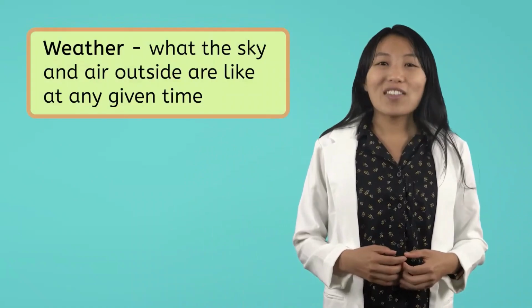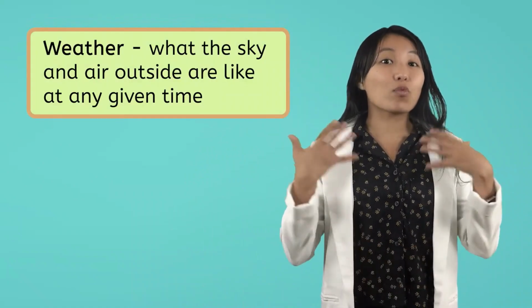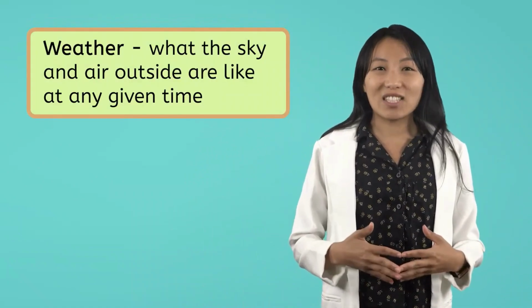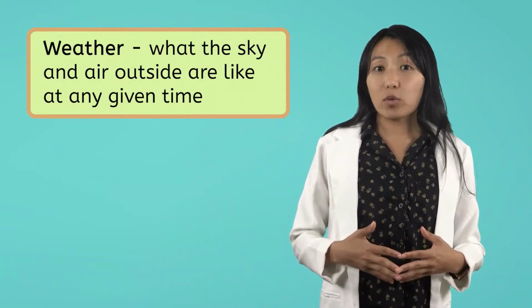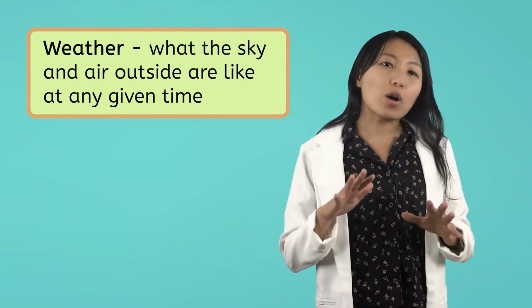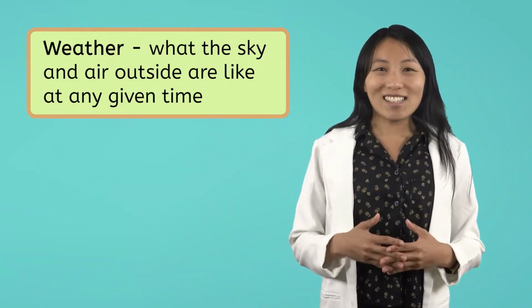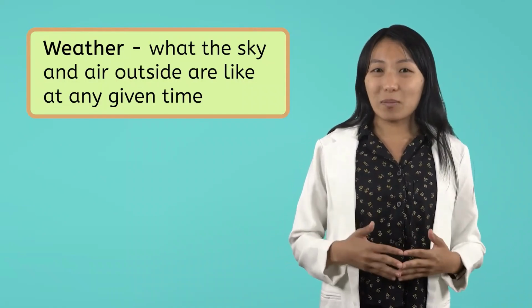Before we can figure out why the weather changes, we have to understand what weather is. Weather is what the sky and air around us is like at any given time. When we talk about the weather, we consider many different parts or elements. Let's look out my window and see what we can observe about the weather today.